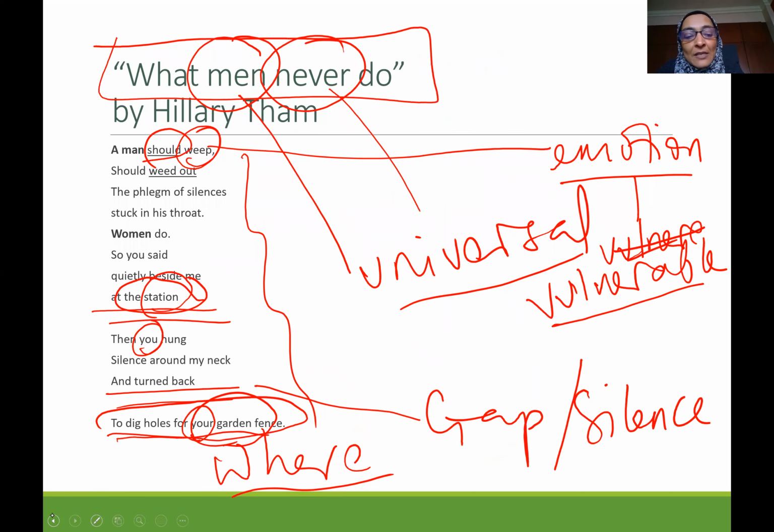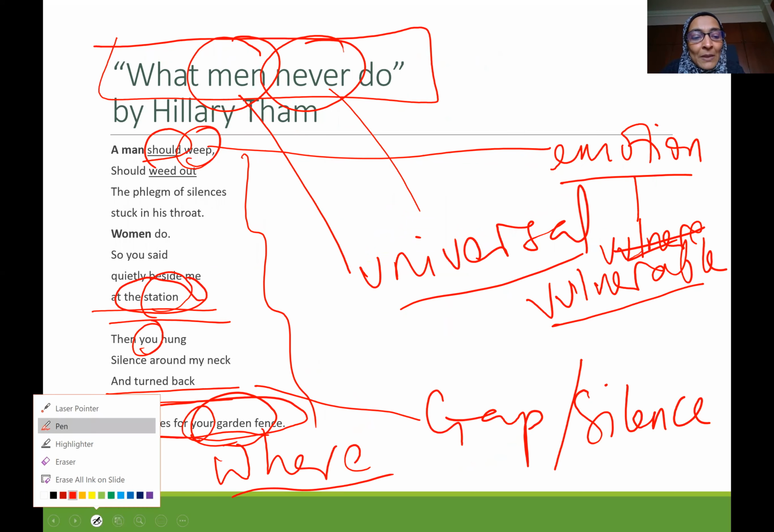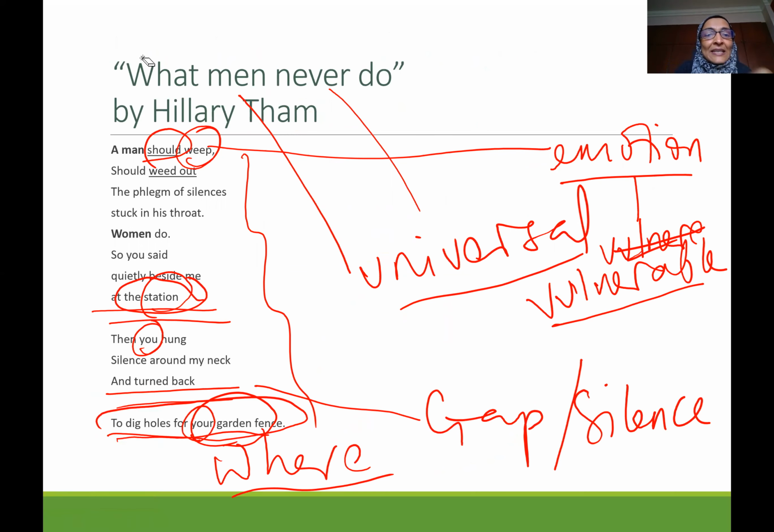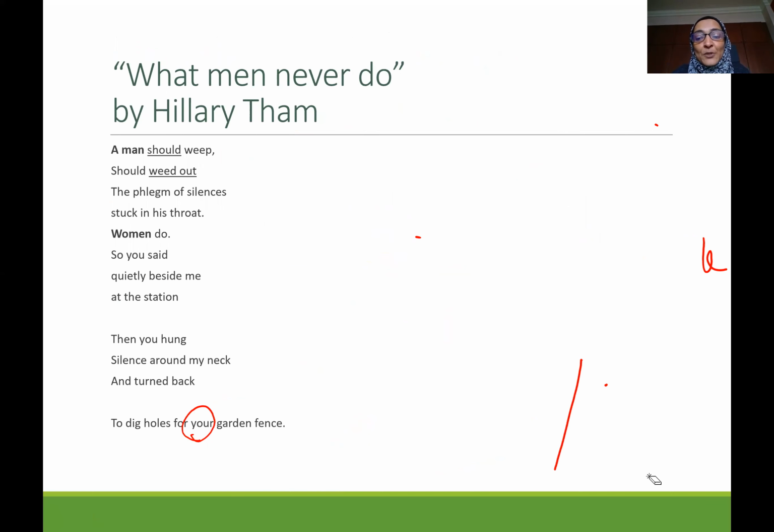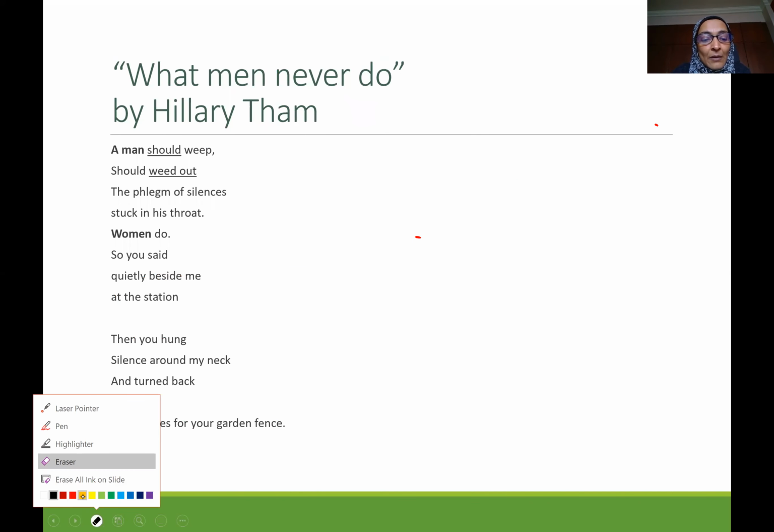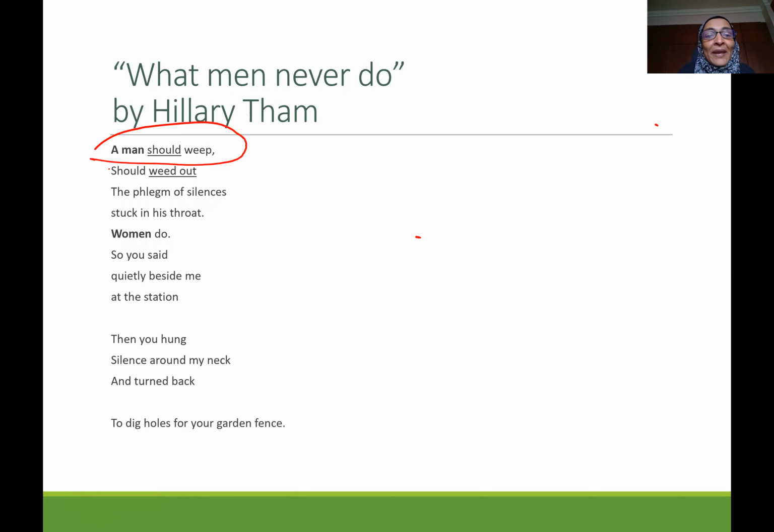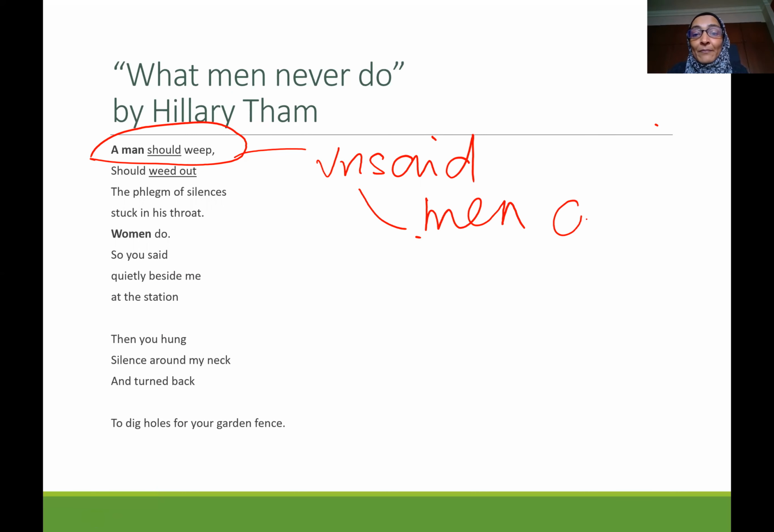For instance, in this poem, the persona indicates that men are not doing enough weeping. Men should weep. Basically, the unsaid is that men are not crying enough.